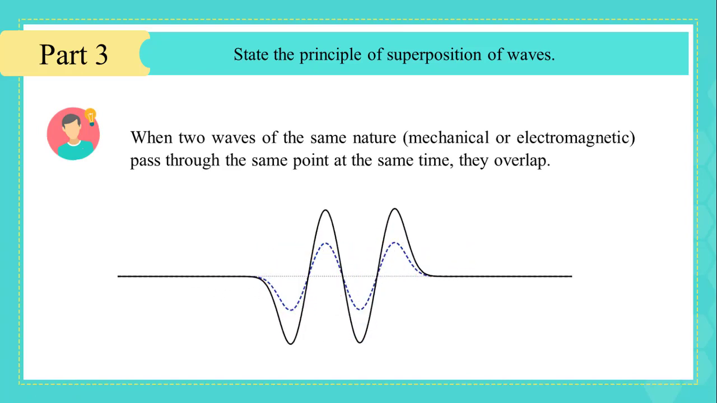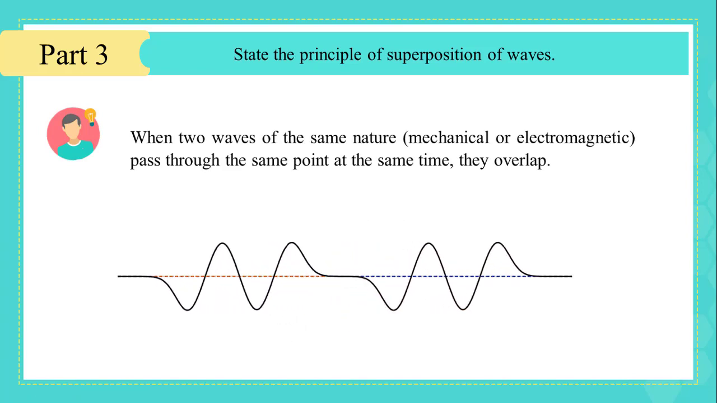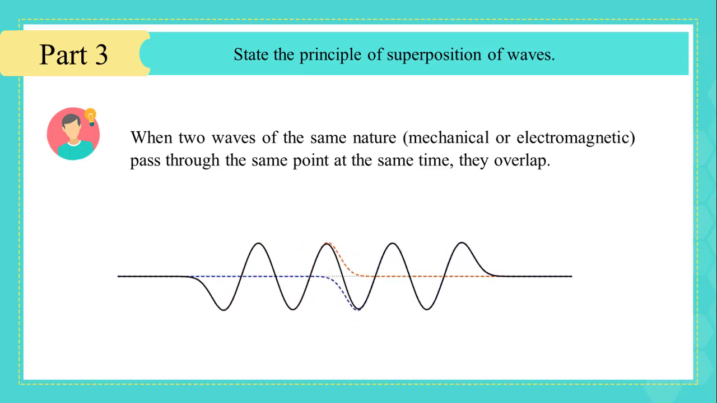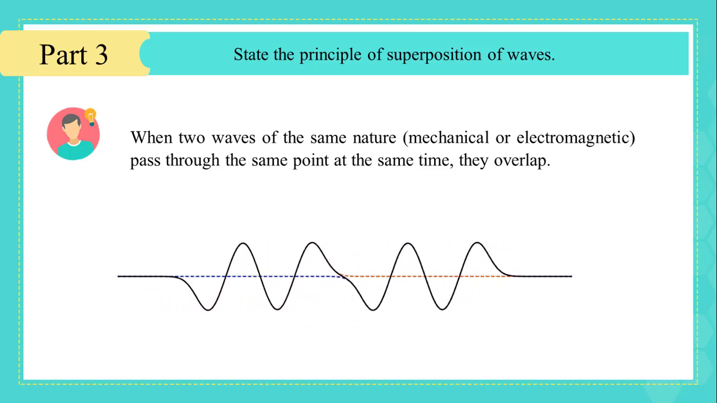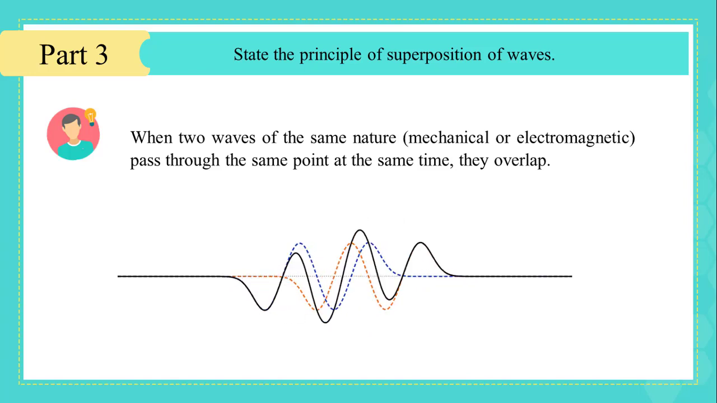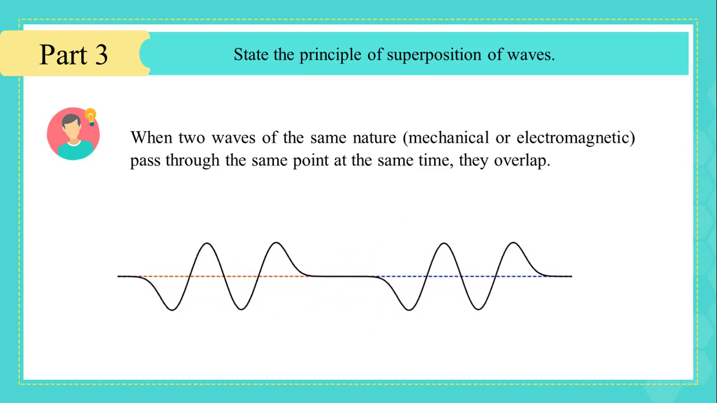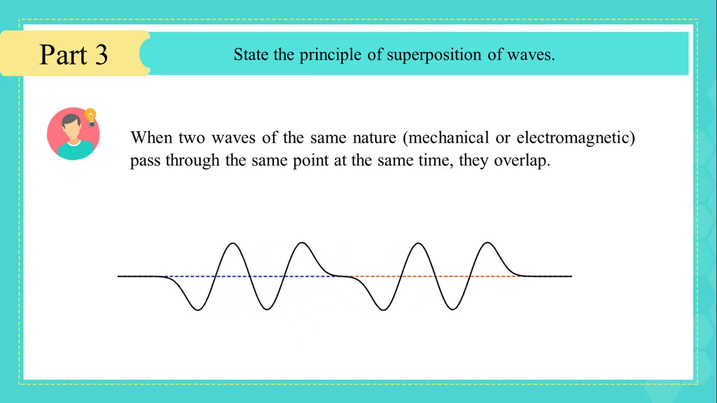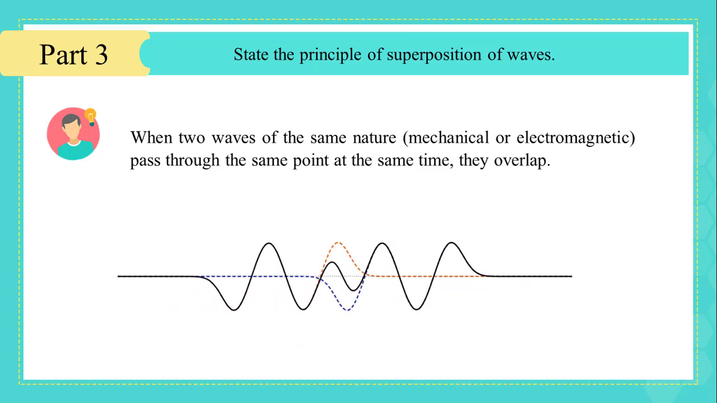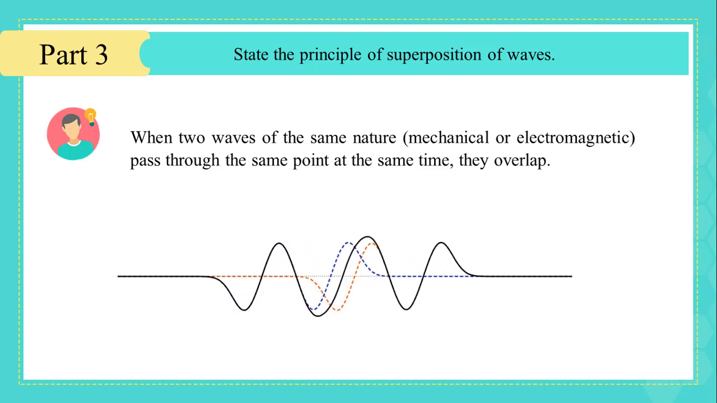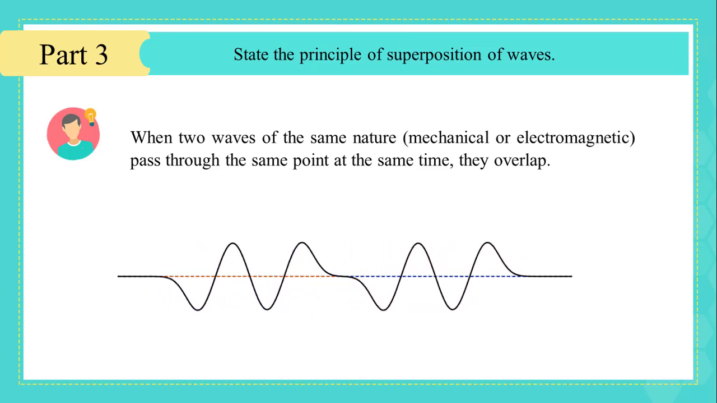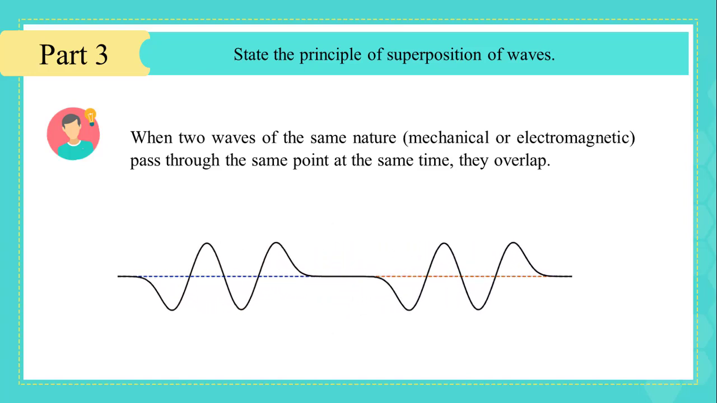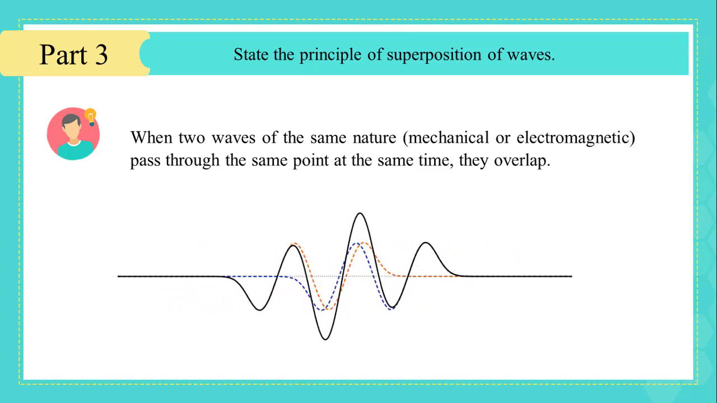When two waves of the same nature, whether mechanical or electromagnetic, pass through the same point at the same time, they overlap. In this diagram, two waves, one in red and the other in blue, move towards each other. When they meet on the same point at the same time, they overlap, forming at this instant a new signal having a new amplitude. After superposition, the waves continue their way with their original amplitudes.